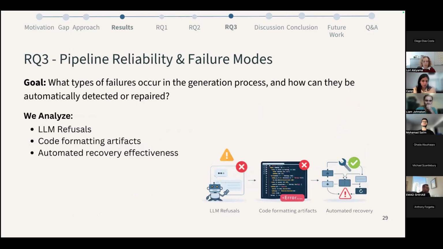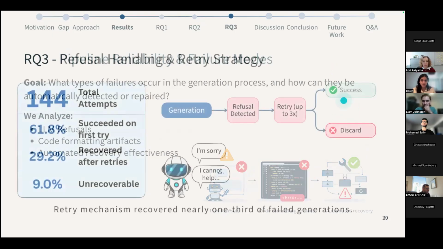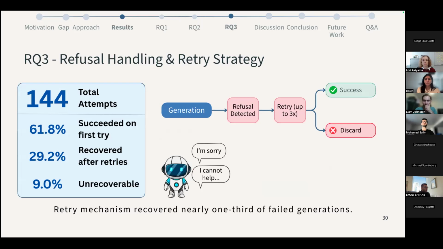We examined 3 types of issues: the LLM refusals, the formatting artifacts in generated code, and how effectively our automated recovery mechanism stabilizes the system. During the generation, we observed occasional refusal behavior from the models. These responses typically contained phrases such as "I'm sorry" or "I cannot help with that," and I'm sure if you've used the models before, you've seen this. To handle this automatically, we implemented a keyword-based refusal detection mechanism combined with a retry strategy, allowing up to 3 attempts. This mechanism successfully recovered 29% of initially failed generations, leaving only 9% that are unrecoverable.